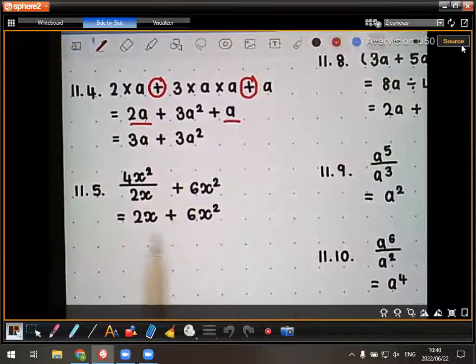Plus 6x squared. Guys, are these like terms? No. So that means that is your final answer. Remember? The answer is going to be 2x plus 6x squared. All right, you can't do anything after that.